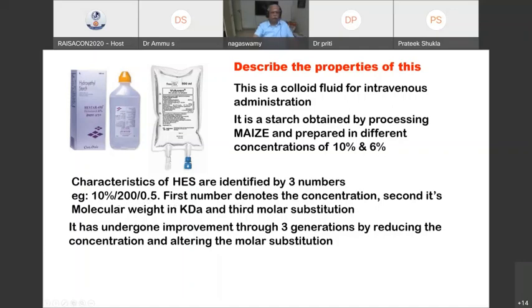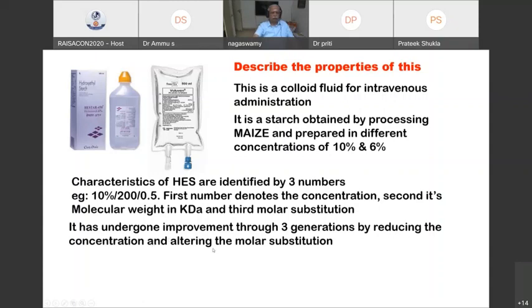The first number denotes the concentration, either 10% or 6%, which means just like your 1% xylocaine, 2% xylocaine, which is 20 milligram per ml, it is 2%. 10% is 100 milligram per ml. 6% is 60 milligram per ml. So this is the concentration of the drug. Then the second is the molecular weight. This 200, 450, they are all the molecular weight of the substance. And 0.5 is what is called the molar substitution.